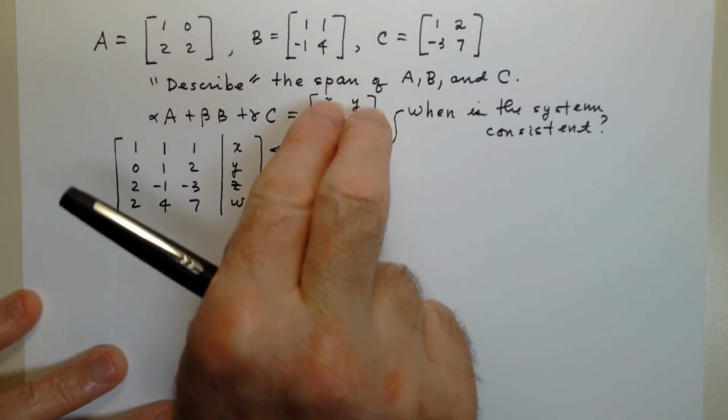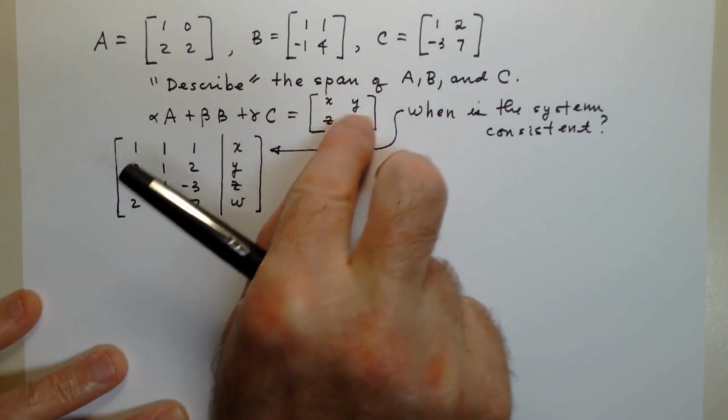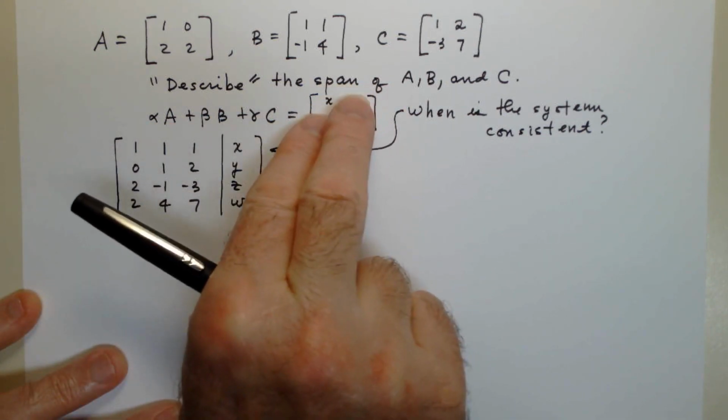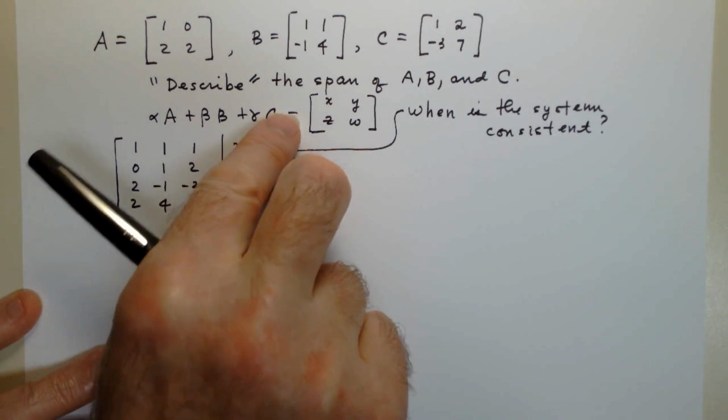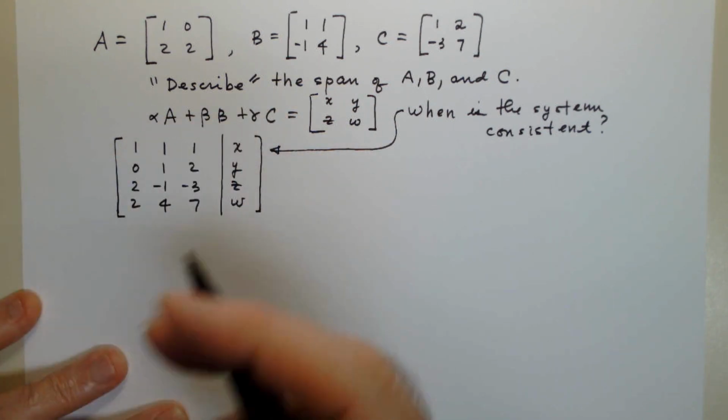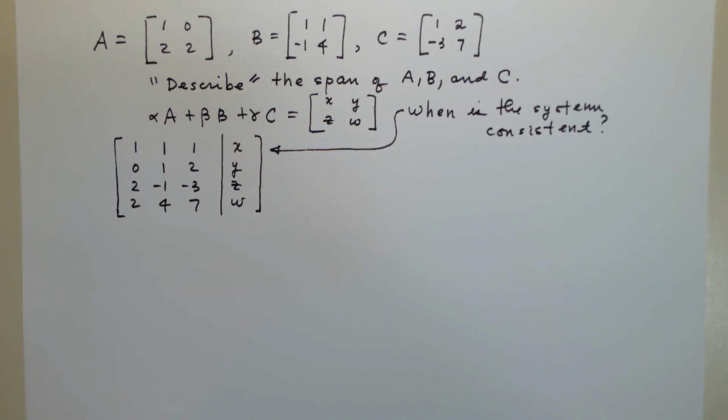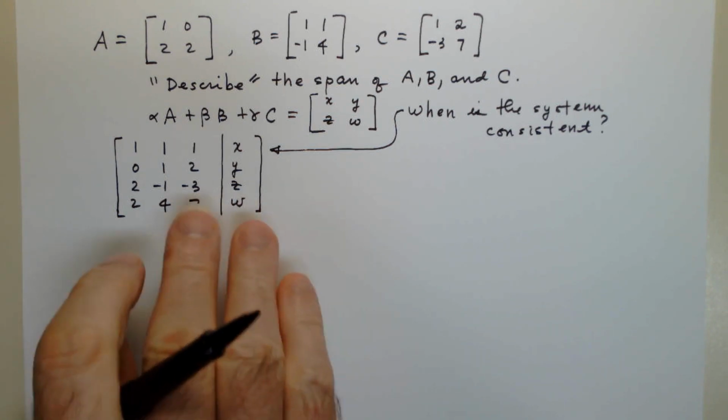When the system is inconsistent, that means that somehow the x, y, z, and w are configured in such a way that I cannot reach it by forming linear combinations of A, B, and C. All right, so when is the system consistent?